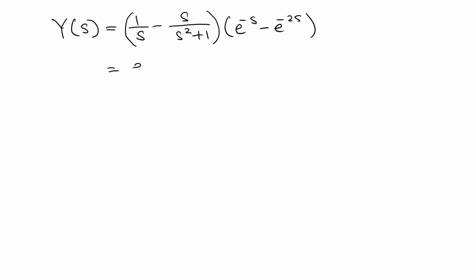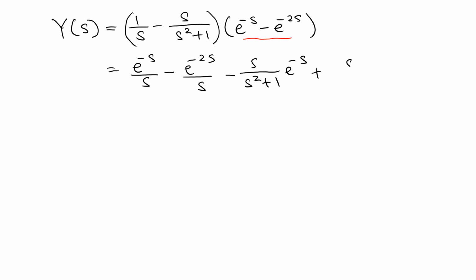So the first we get e to the minus s over s. And the next we get e to the minus 2s over s. So if you multiply these two factors with the first one, you get that. And then the next one is minus s over s squared plus 1 times e to the minus s, and then plus s over s squared plus 1 times e to the minus 2s. So those are the 4 terms that we get. Next, the first two are okay, we know how to translate that, that's the unit function. But for the next one, you see that there's a special term here.